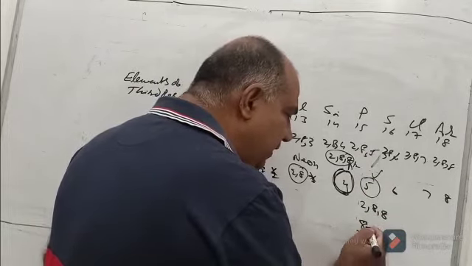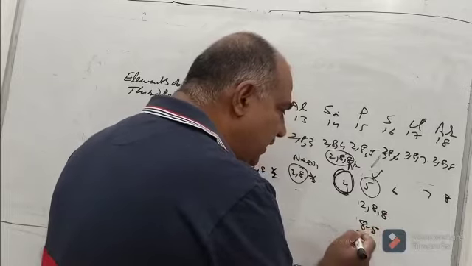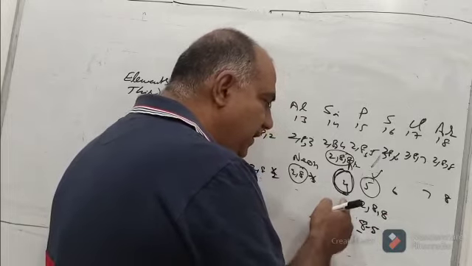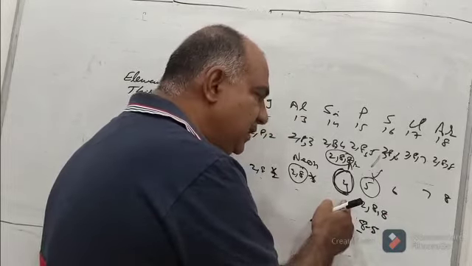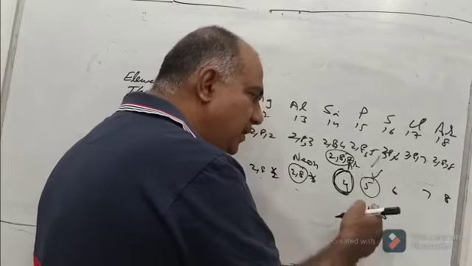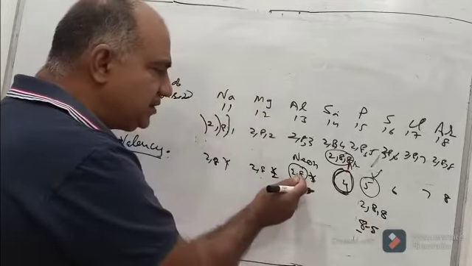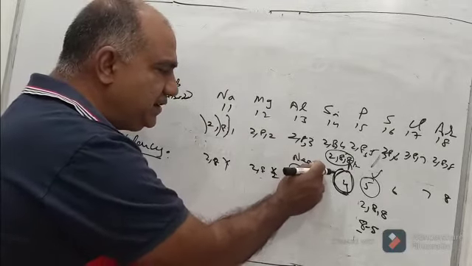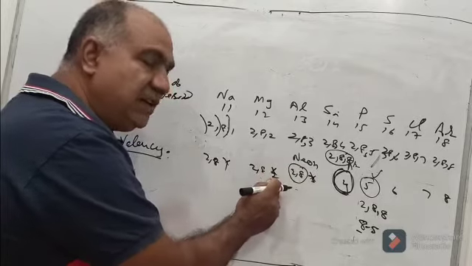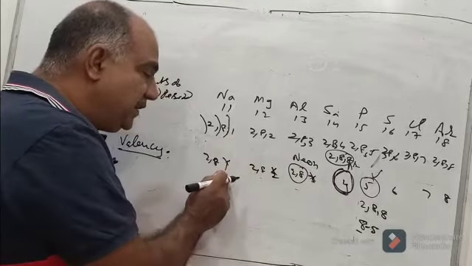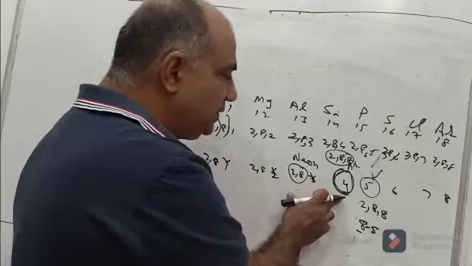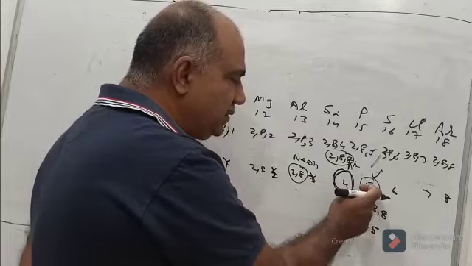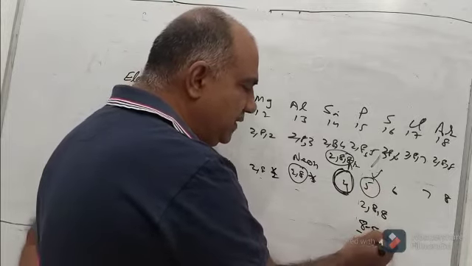This is 8 minus number of valence electrons. Hereafter, the valency is given by 8 minus number of valence electrons that are required to be shared or to be gained. Here the valency was just the number of valence electrons itself. The valency was 3, valence electrons were 3. Valency was 2, valence electrons were 2. Valency was 1, valence electron was 1. Here valence electrons are 4, valency is 8 minus 4, that is 4. Here the number of valence electrons is 5, but valency is 8 minus 5, that is 3.